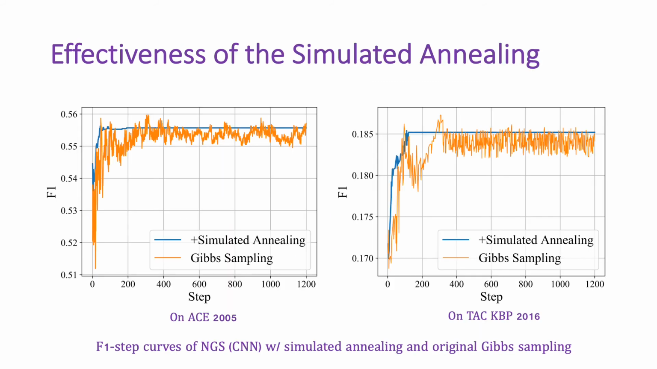We further conduct ablation studies to show the effectiveness of each of our designed components. Here two figures show the effectiveness of the simulated annealing. These are the F1 scores of our NGS-CNN model, changing with the iteration steps with and without simulated annealing in the Gibbs sampling process. We can see that the simulated annealing can not only speed up reaching the convergence, but also improve the stability of the results.